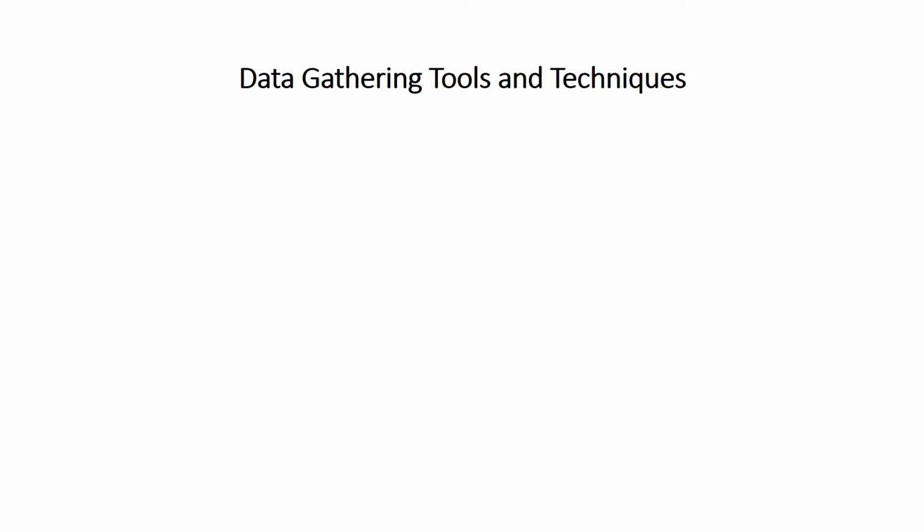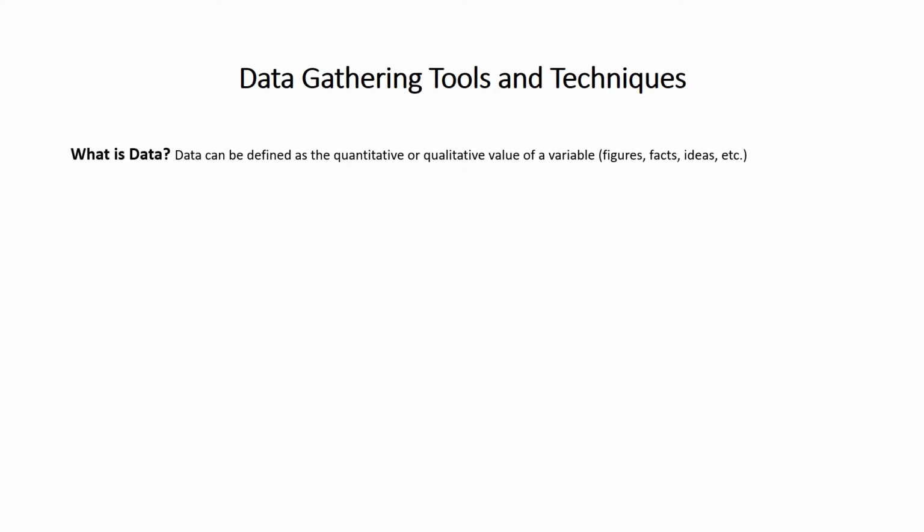Data gathering tools and techniques. What is data? Data can be defined as the quantitative or qualitative value of a variable. What is data gathering? Data gathering is a preliminary stage of data measurement and analysis.